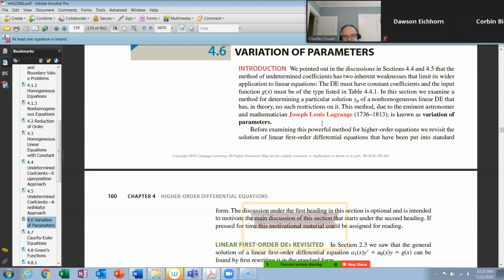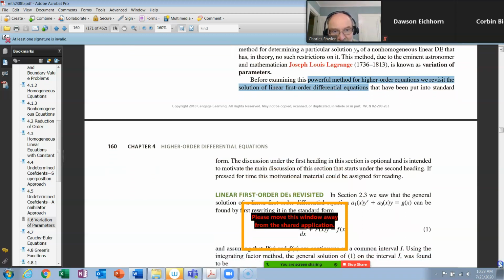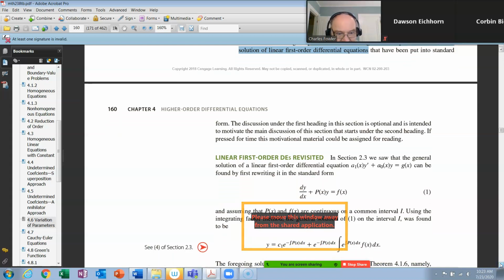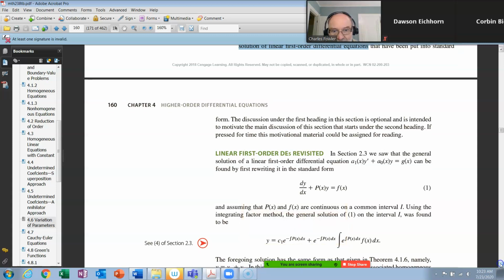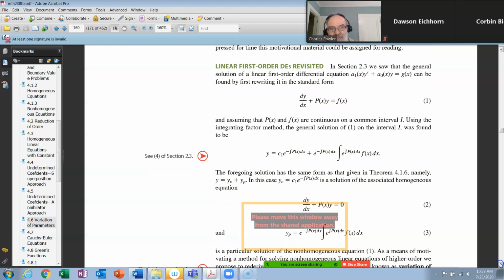So let's scroll on down here. There, I couldn't find my cursor. Okay. Before examining this powerful method for higher order equations, let's revisit linear first order differential equations. I don't think we're going to get too far here, because we only have about 15 minutes before I have to stop and talk about it. So anyway, let's go back and look at our linear first order differential equations.